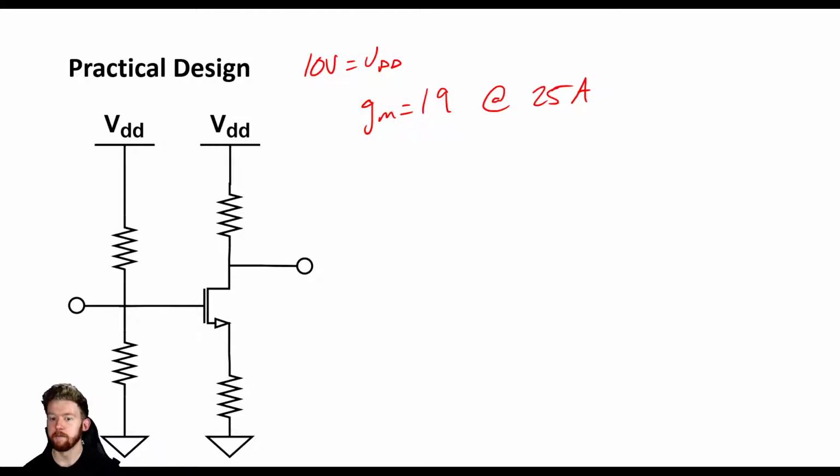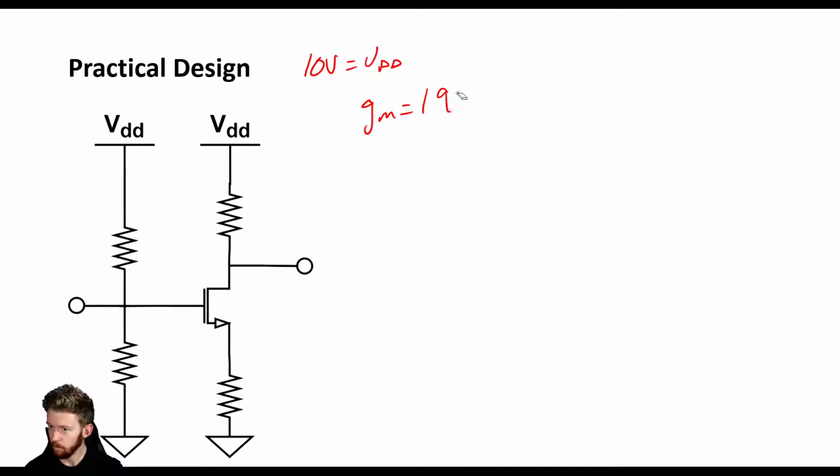Now usually if we run these MOSFETs hotter, or if we run more current through them, we are going to get a higher GM. But in this case, that is a whole lot of current. So we don't want to have to provide 25 amps, because if we think about it, 25 amps times 10 volts for our supply is 250 watts. So that is a lot of power that's going to be consumed, and that's not very good.